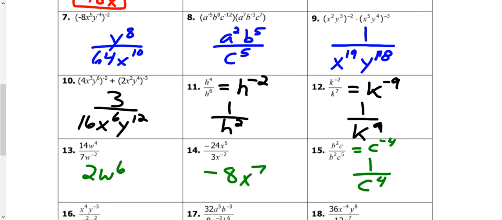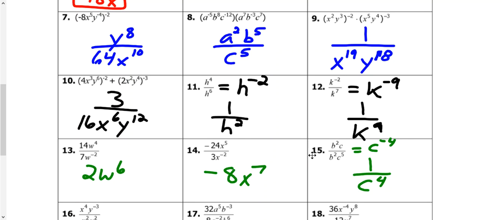There are the answers for 13 through 15. As a reminder, you need to make sure that you just treat the coefficients, or these numerical values, as regular. So 14 divided by 7 would be a 2. A -24 divided by 3 would be a -8.